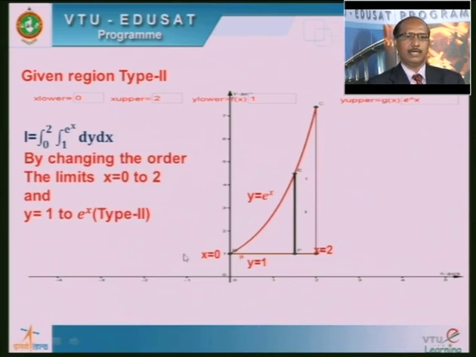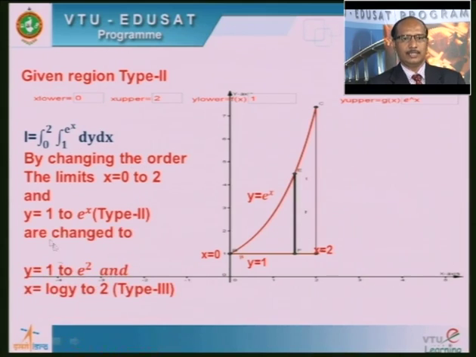Now, by changing the order, the limits x equal to 0 to 2 and y equal to 1 to e raised to x are given as the type 2 region. These are changed to type 3, meaning I am converting the type 2 region to type 3. In the type 3 region, the y limits have to be constants. How to find the y limits?